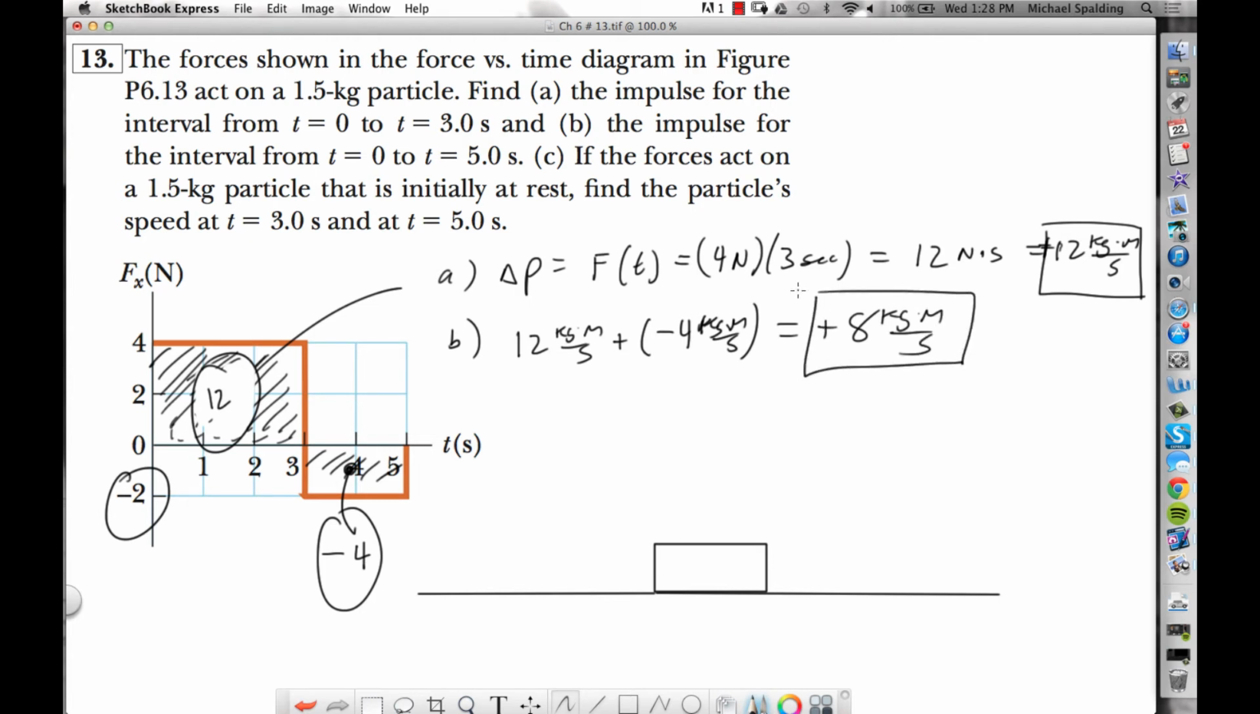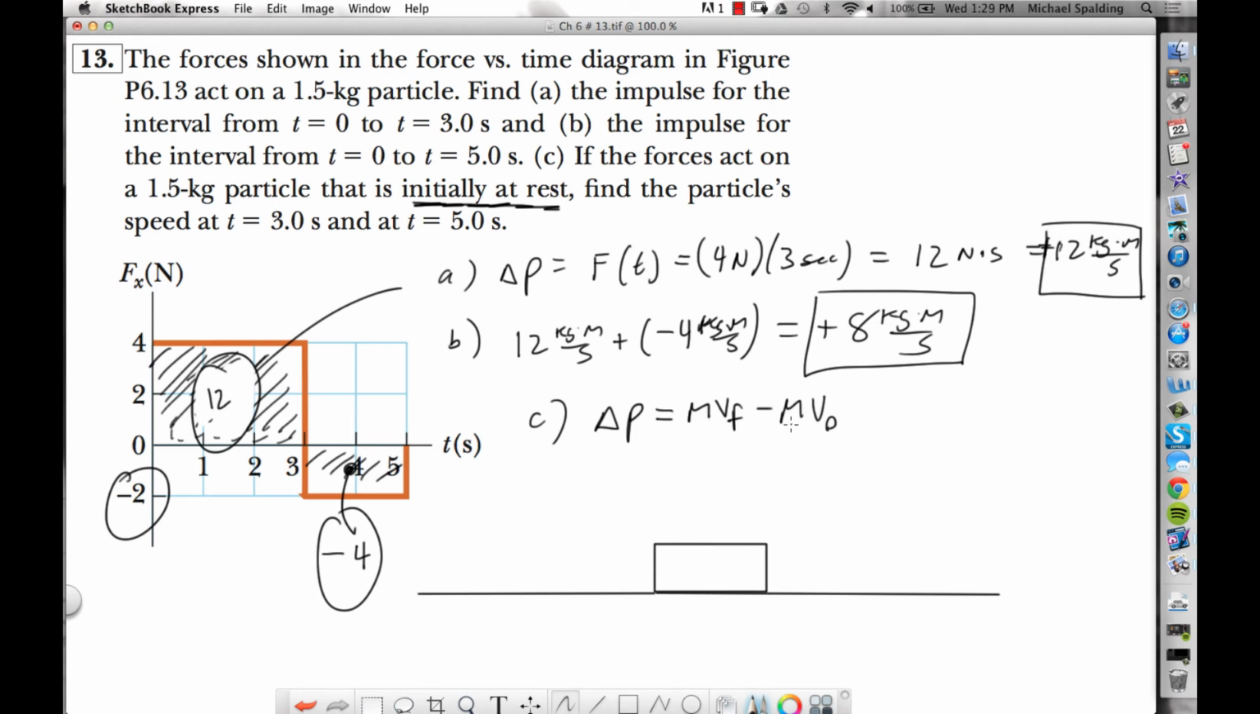Okay. Now, part C. If the forces act on a 1.5 kilogram particle that is initially at rest, so v initial is 0, right? That's important. Find the particle speed at t equals 3 and t equals 5. So here's where you go. Change of momentum is mv final minus mv initial, right? Because what's momentum? mv.